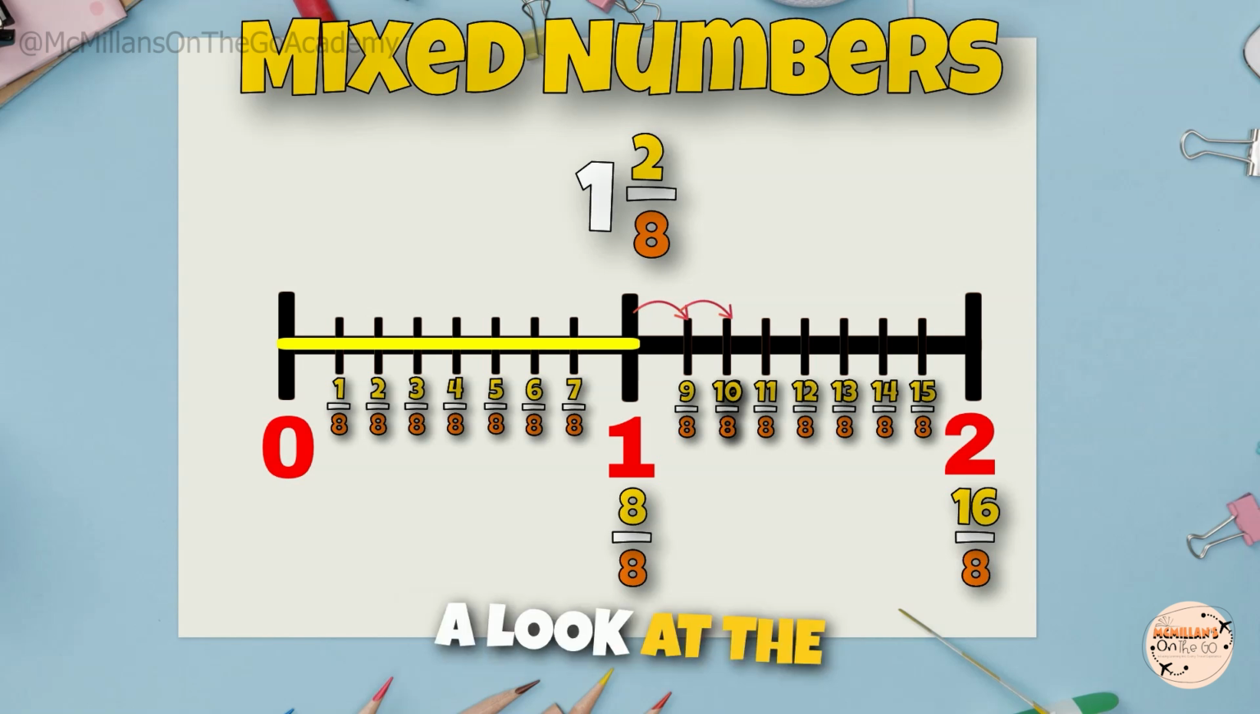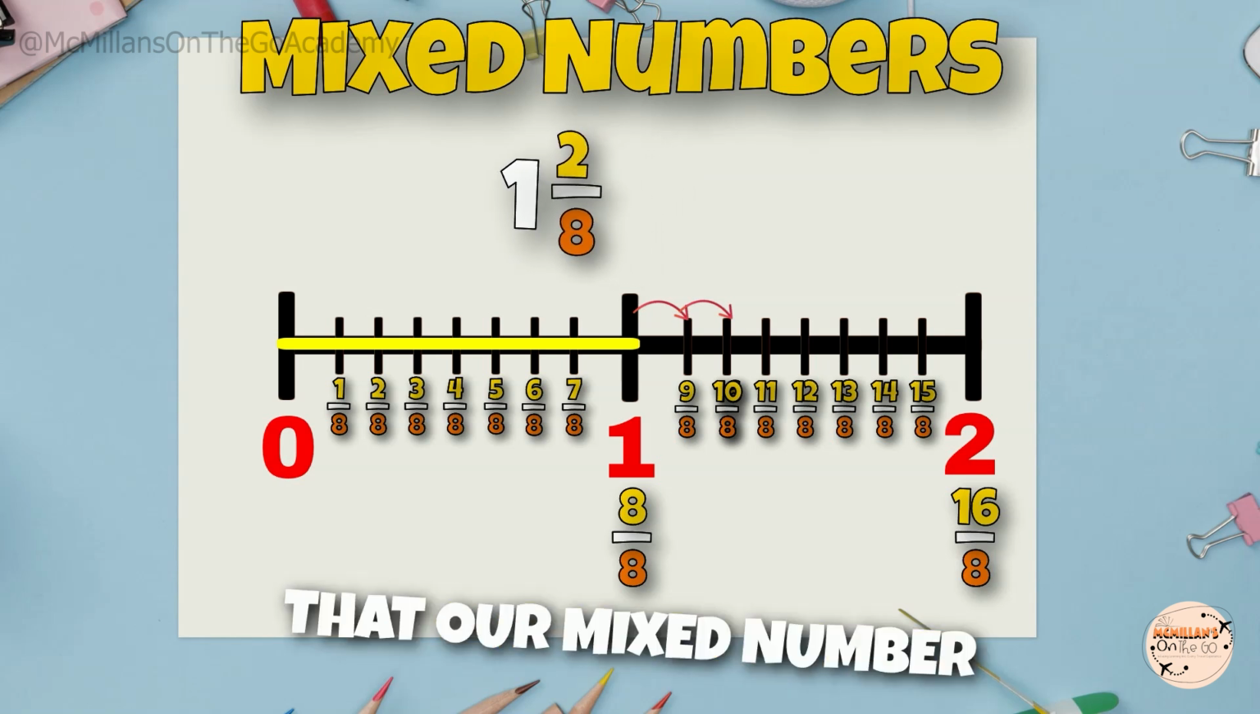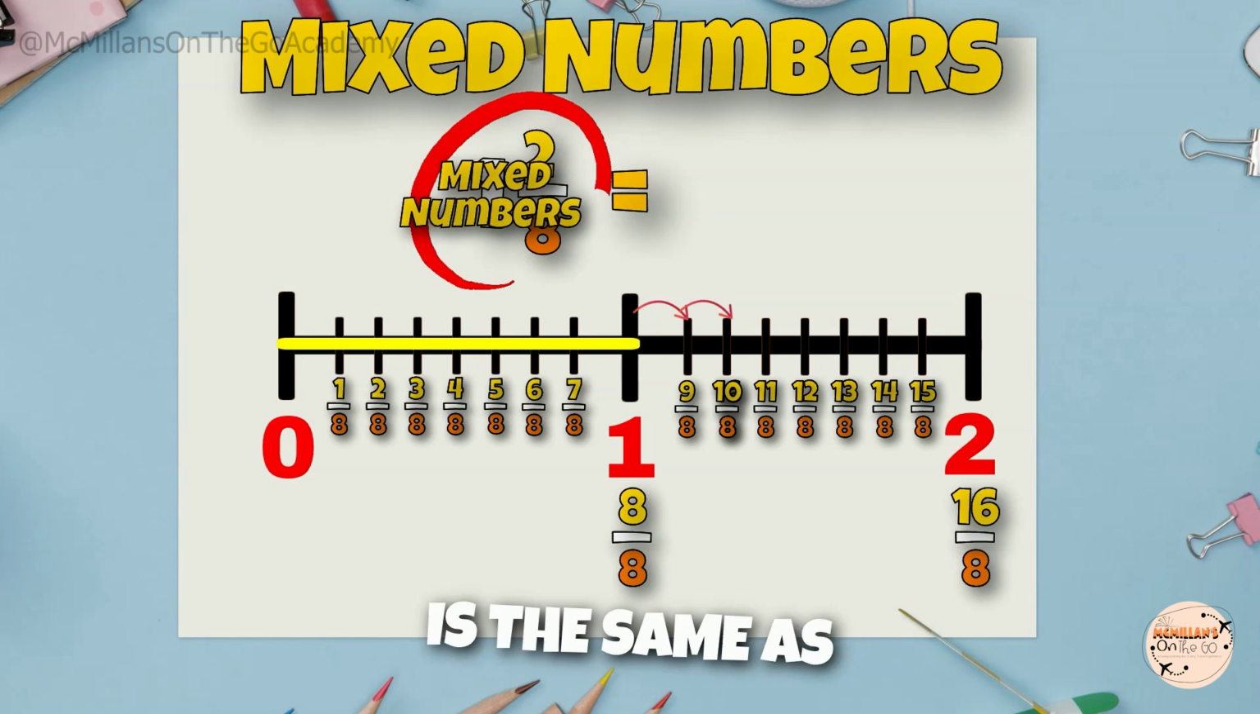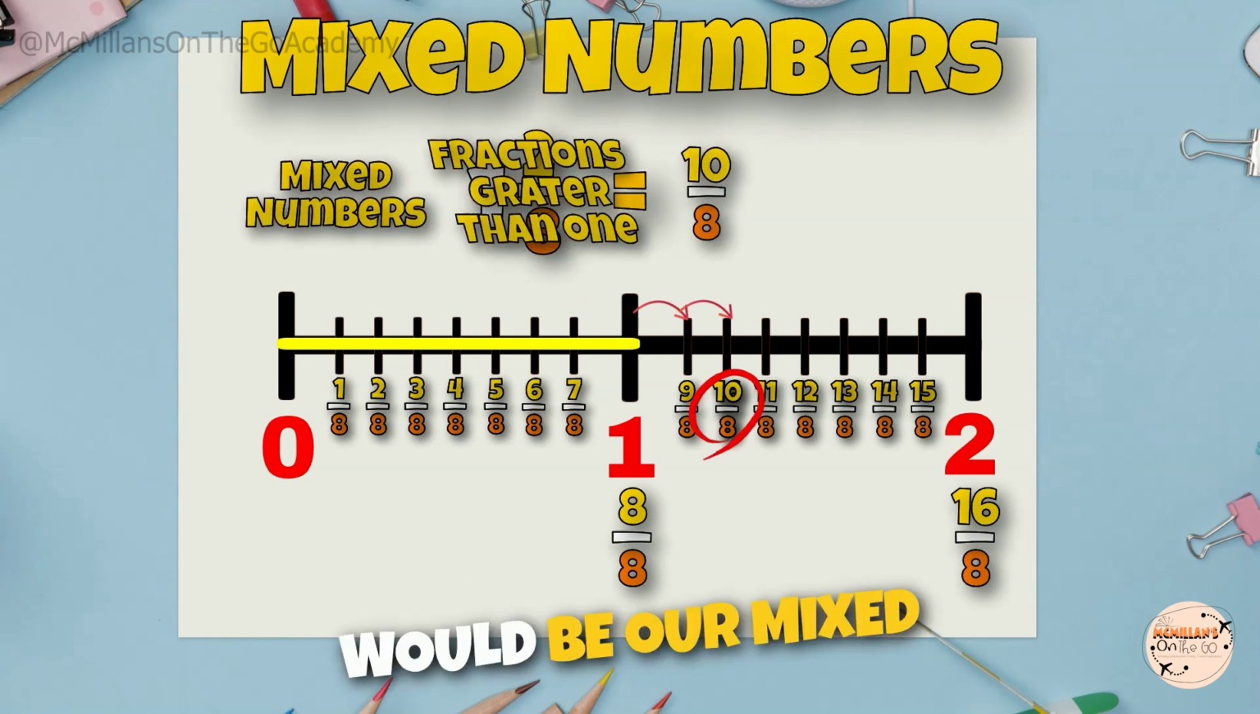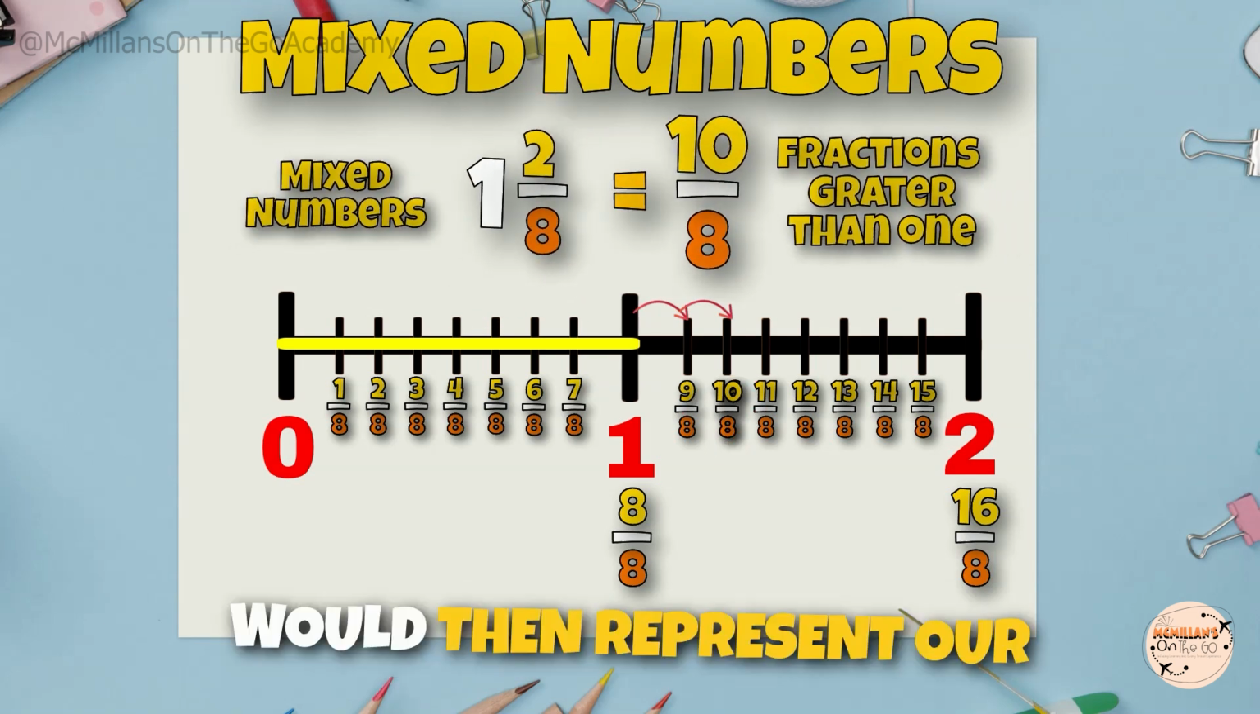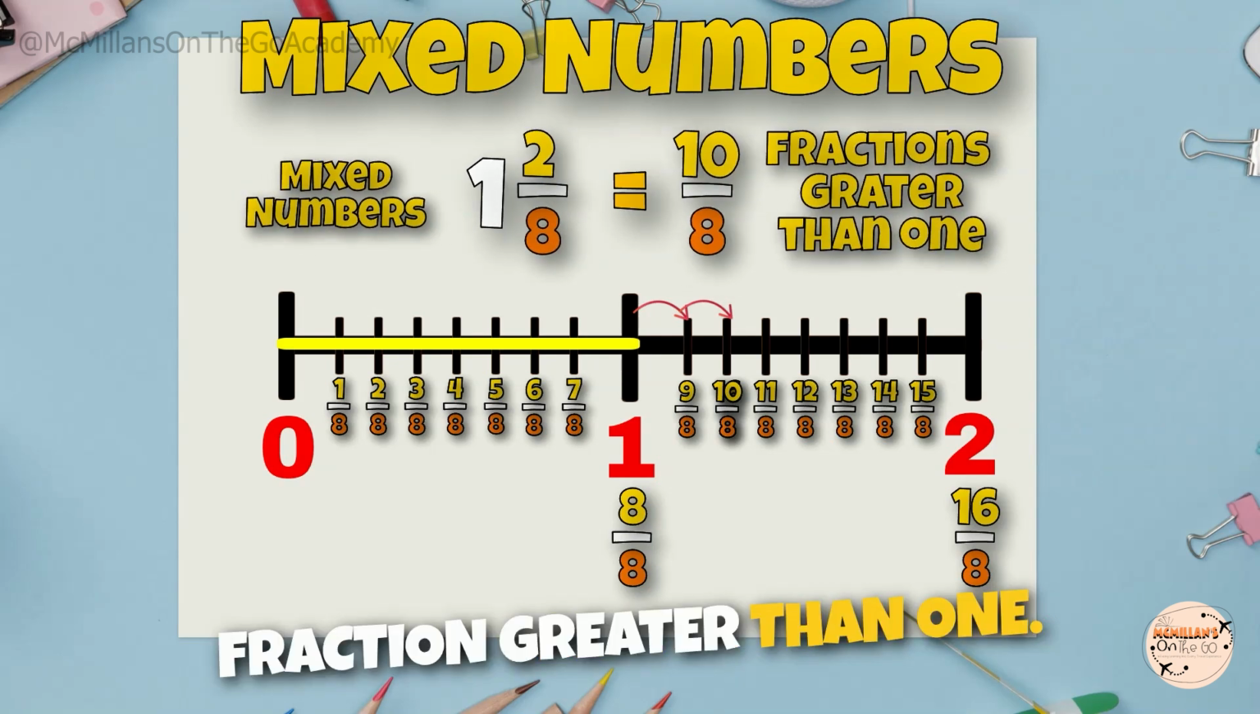Now, if we take a look at the number line, we see that our mixed number 1 and 2 eighths is the same as 10 eighths. 1 and 2 eighths would be our mixed number, and 10 eighths would then represent our fraction greater than 1.